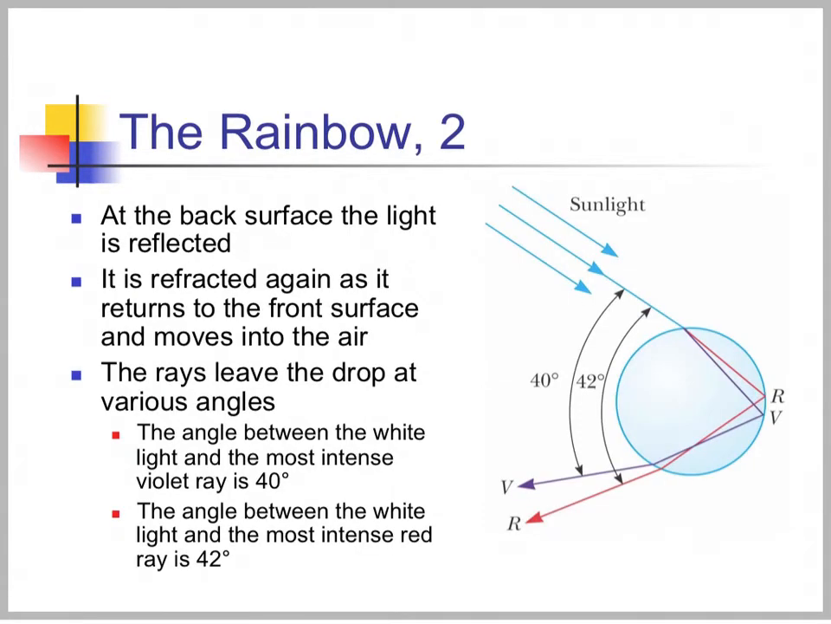At the back surface, light is reflected. As it is reflected, it returns to the front surface and moves into the air, and the rays leave the drop at various angles. White light comes in, red light gets bent a little bit, reflected off and bent out. Violet is different, and the angular difference on a sphere as light goes through the water: red light is at 42 degrees, violet is at 40 degrees, and all the other colors are between 42 and 40 degrees.